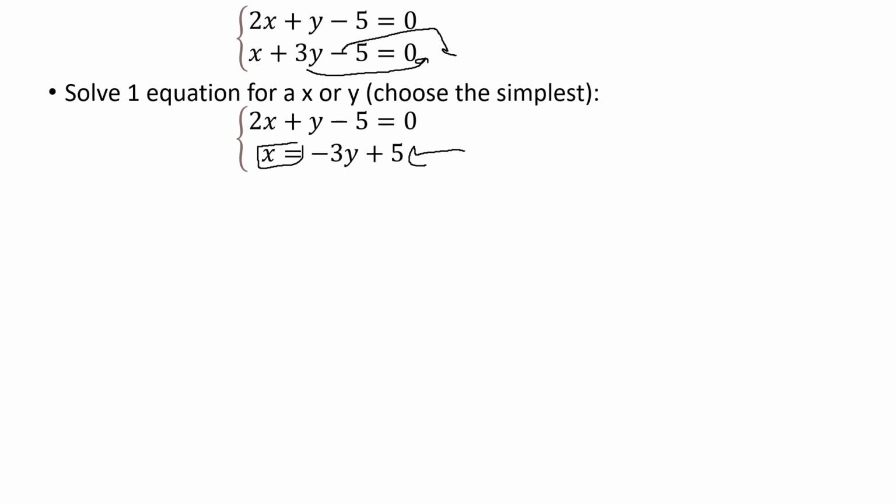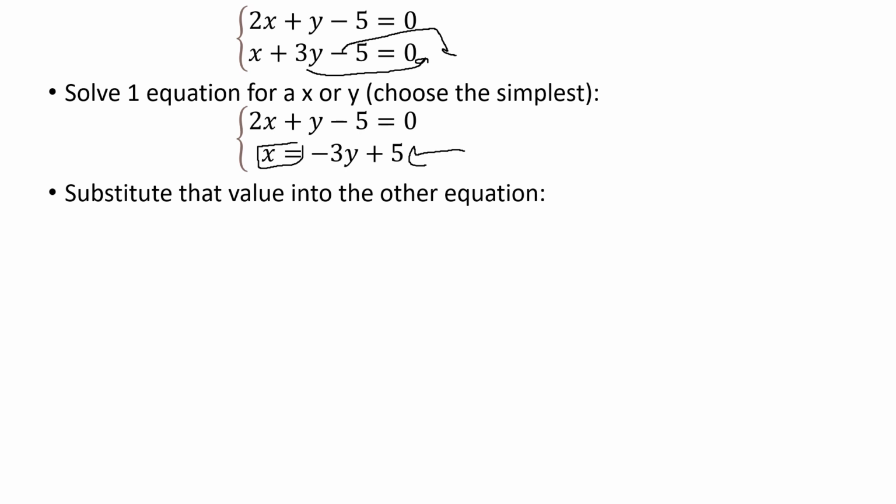And this is why this method is called substitution, because what I'm going to do is take that value, x equals all of this, and plug that value into the other equation for x. So the top equation says 2x plus y minus 5 equals 0. The bottom equation I have solved for x, so I'm going to take all of that, negative 3y plus 5, and put it in for my x. So what I now have is, hold on, let me get my pen working here. Where did it go? Here we go.